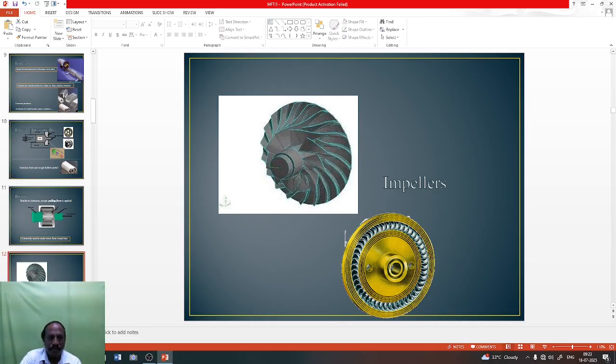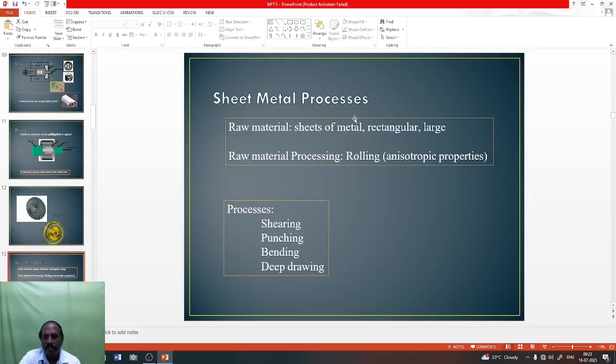Okay, drawing process, and the sheet metal process. That is the raw material, a sheet of metal. The sheet metal is rectangular and large in shape. We get this raw material and the sheet of material is formed. So the sheets of material will be rectangular, and you will get large sizes. Raw material process: rolling, anisotropic properties. The processes are shearing, punching, bending, deep drawing. These are the processes of sheet metals, and they are very important for sheet metal processing.